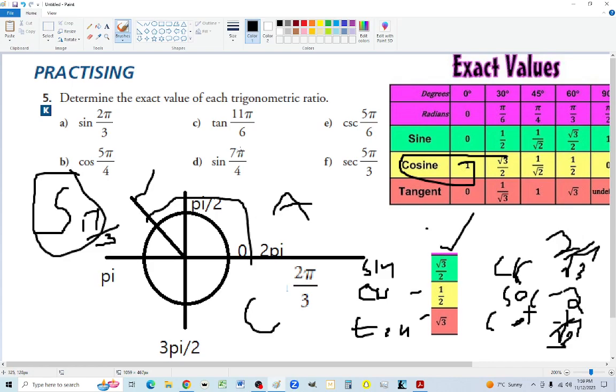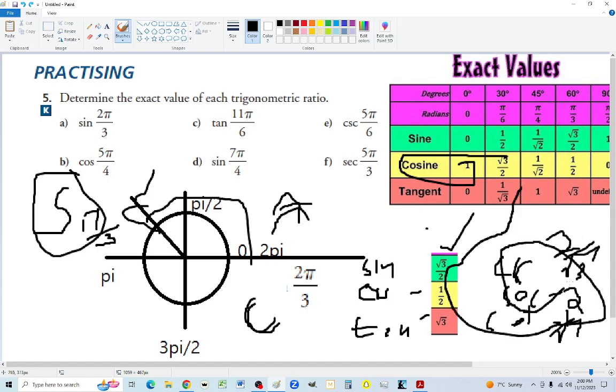And that's all you do each time. Step 1, figure out where this angle is. Step 2, figure out the acute angle by taking this and subtracting that. Or if it was over here, it would be this minus that. Once you figure out the acute angle, consult your table, then figure out CAST and which of these will be positive and negative. And then for the other three trig functions, just flip the fractions. And that's all you do over and over again.